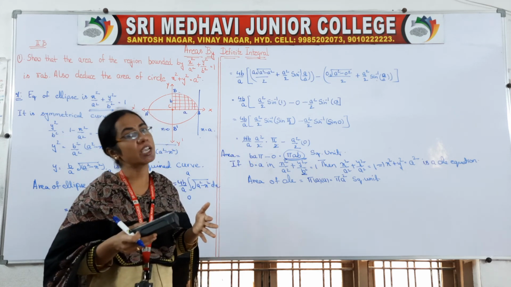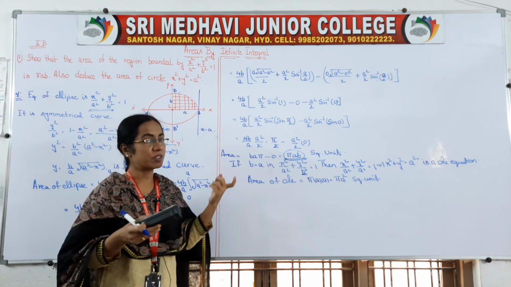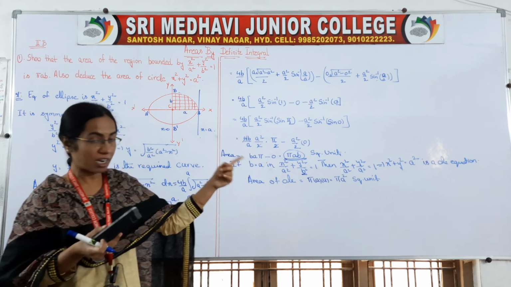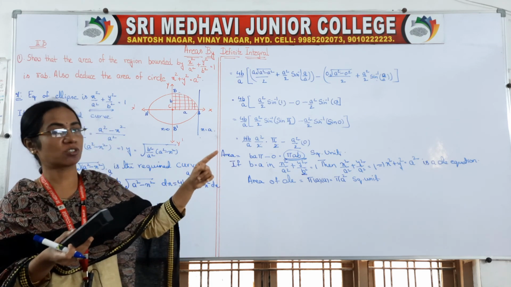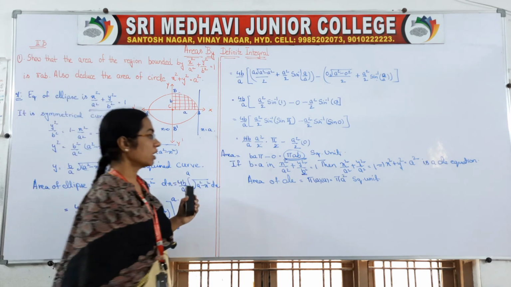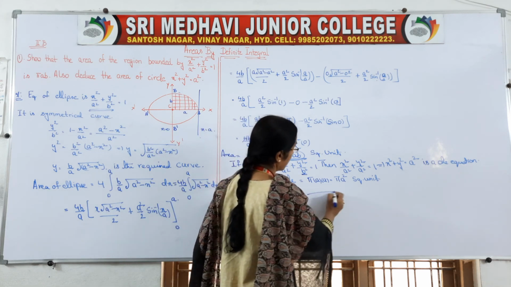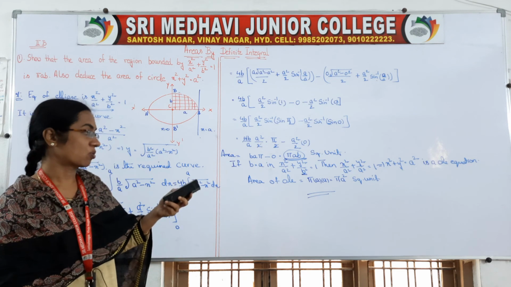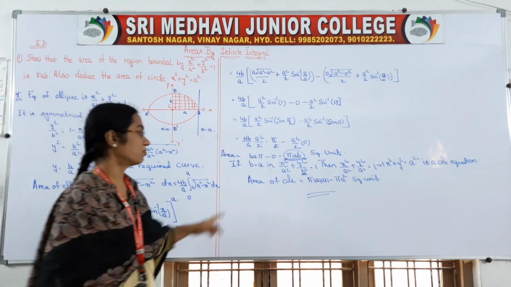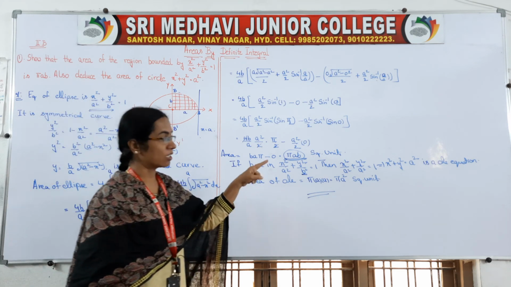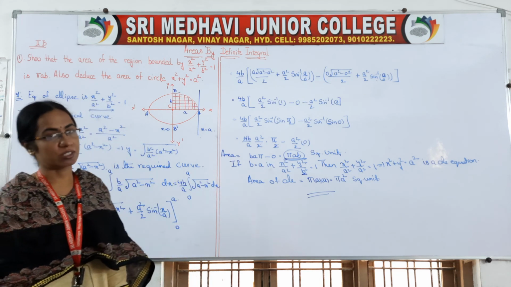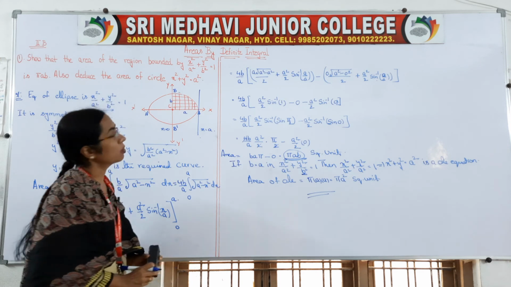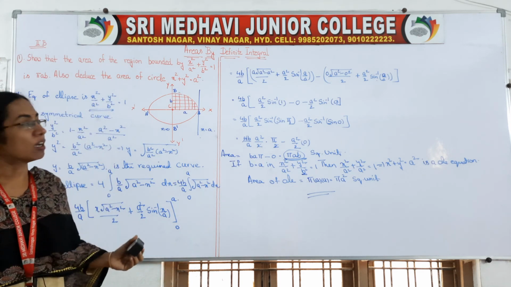So in the area of the ellipse, wherever B is there, if you substitute A, you will get the area of that circle, x square plus y square is equal to a square. So I substituted, then I got pi into a square, square units, as the area of the circle. This is your most repeated problem, area of the circle.